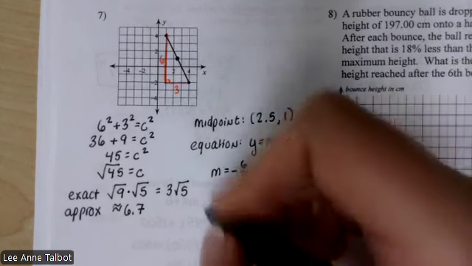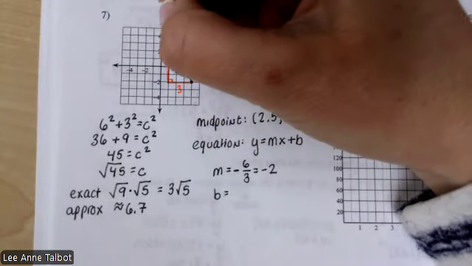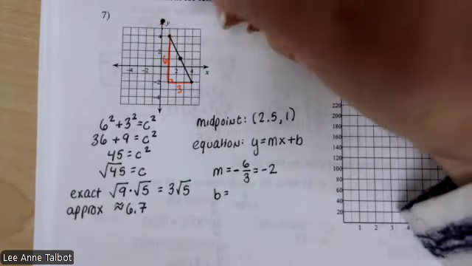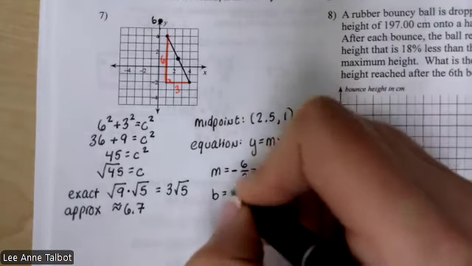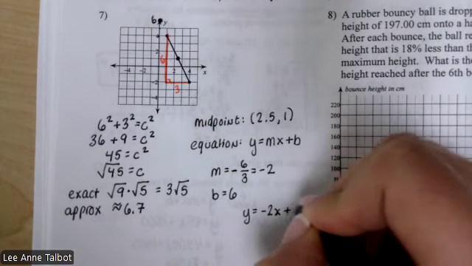Okay, and then for B, I'm going to backtrack my line up. So I'm going to go back 1, up 2, 6. Y equals -2x plus 6.